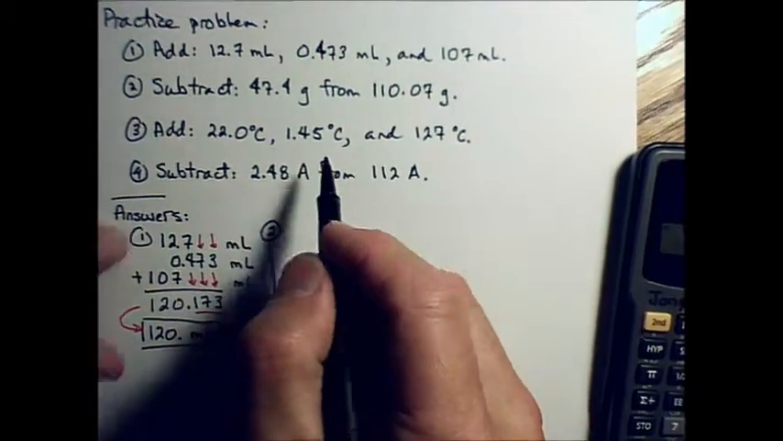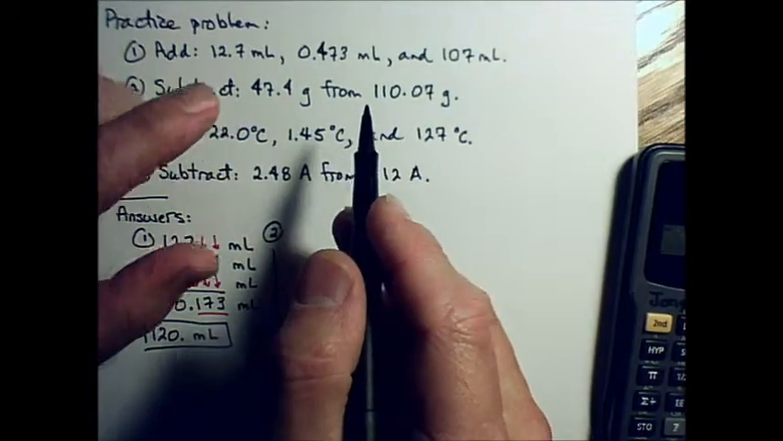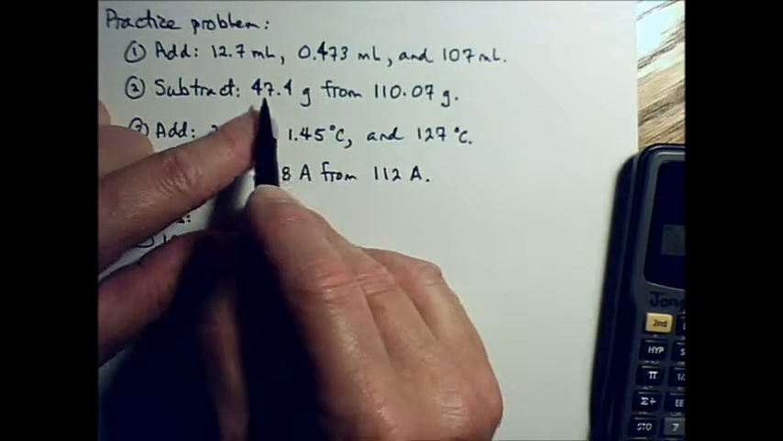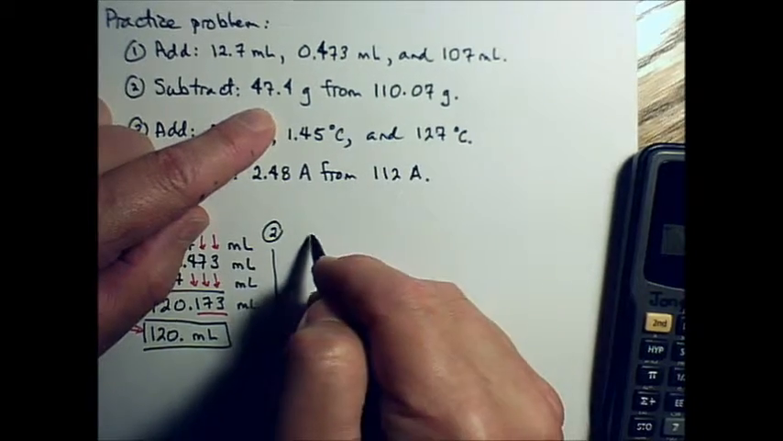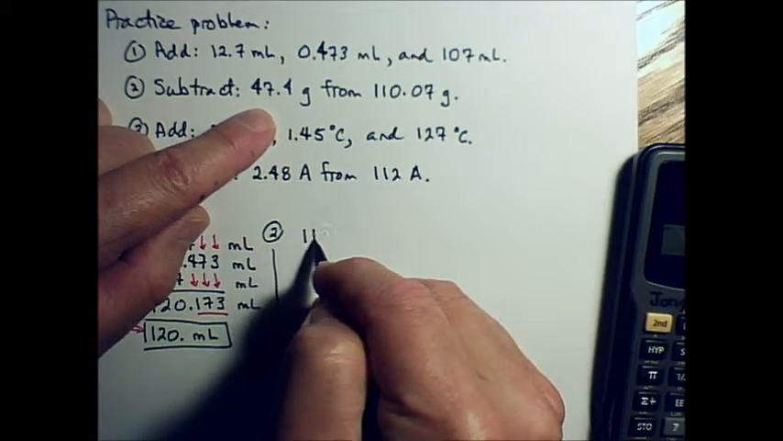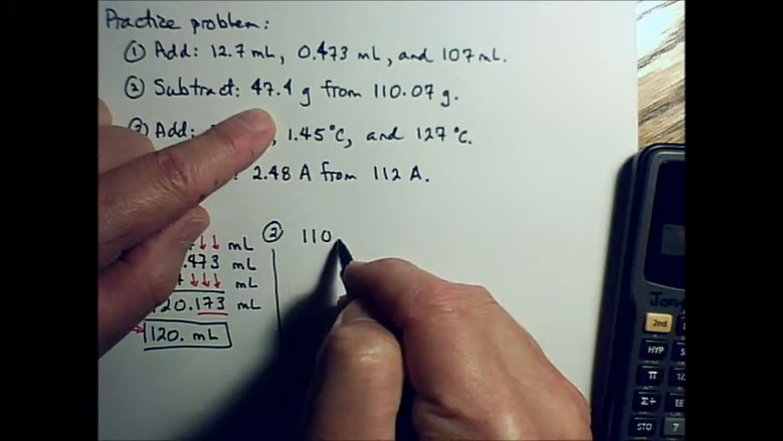All right. Let's see. The second problem then is a subtraction problem. Subtraction rules work exactly the same way. We're subtracting 47.4 from 110.7. So we're going to put 110.7 above the 47.4.